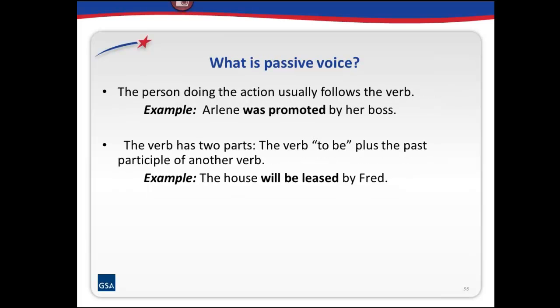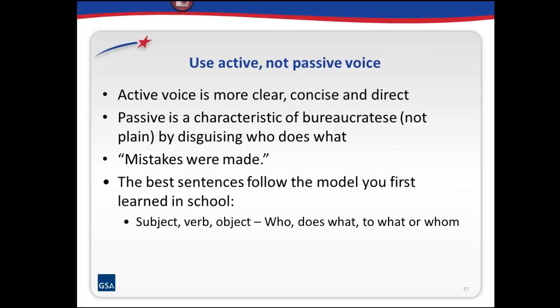So what you want to make sure you're doing is writing in active voice. In passive voice, the person doing the action follows the verb. So "Arlene was promoted by her boss," to make that active voice, it would be "Arlene's boss promoted her." So you have, very clearly in English, subject, verb, object. Someone is doing something. That is the sort of thing you need to look for. This is definitely something to improve because it helps people understand who's doing what and what they are responsible for doing.